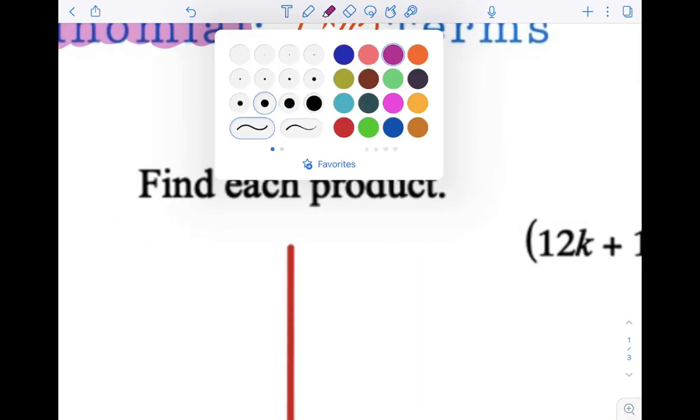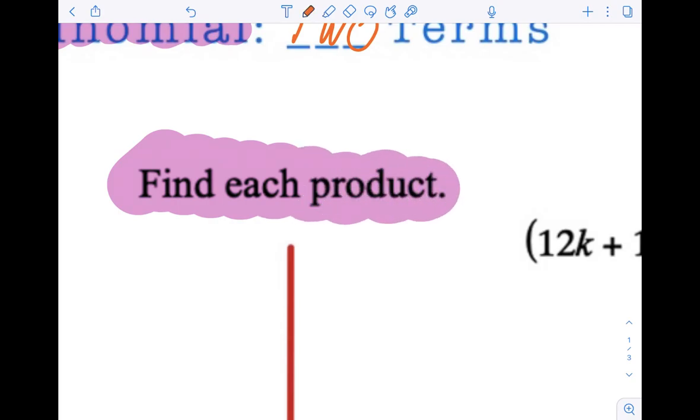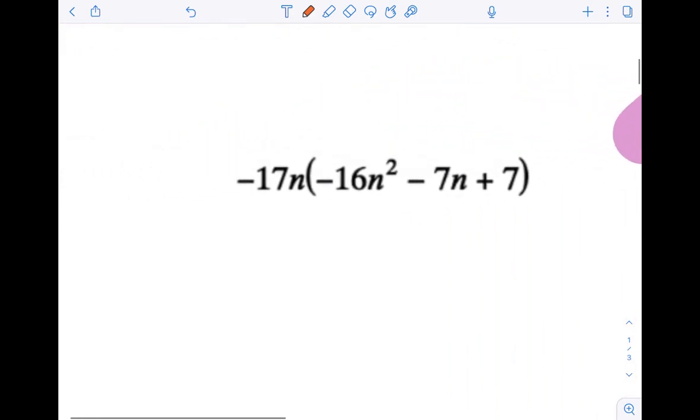First thing we do is we read the notes. Our notes say find each product, right? And again, product, everybody, means the answer of a multiplication. So they want us to find the answer when we multiply, right? The product means the answer when we multiply. Okay? So let's take a look at this first example here.